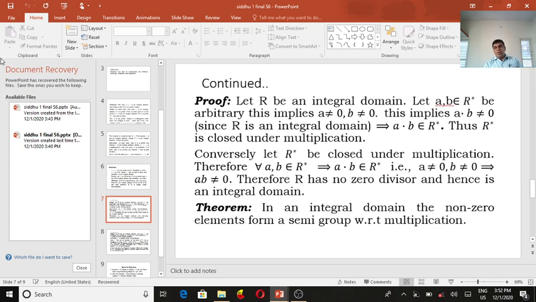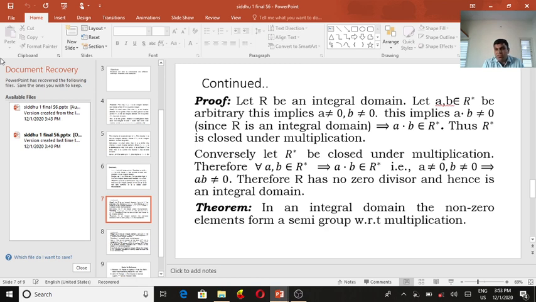So it's obvious. Without a zero divisor, A not equal to 0, B not equal to 0 gives AB not equal to 0, because we are choosing elements of R star, the non-zero elements of R. The product should not be 0. For example, Z7, Z3, Z5, Z11, Z13: if n is prime, this is closed under multiplication. Conversely, on the other side, let R star be closed under multiplication. Therefore, for all A, B in R star, this implies A into B is in R star.